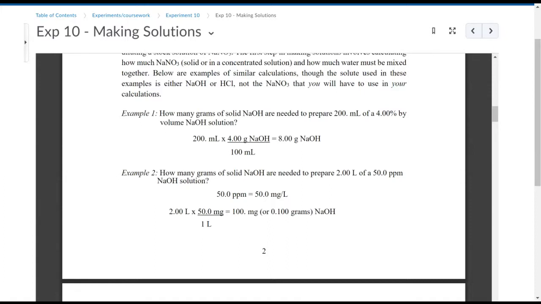The other problem says, how many grams of solid sodium hydroxide are needed to prepare 2 liters of 50 ppm sodium hydroxide solution? Is there any question about the first problem example?